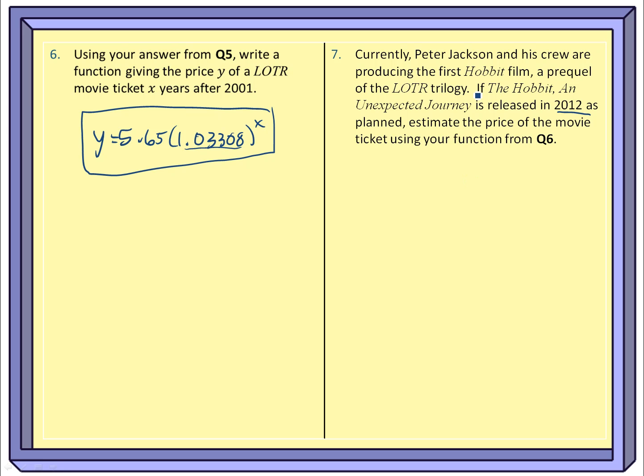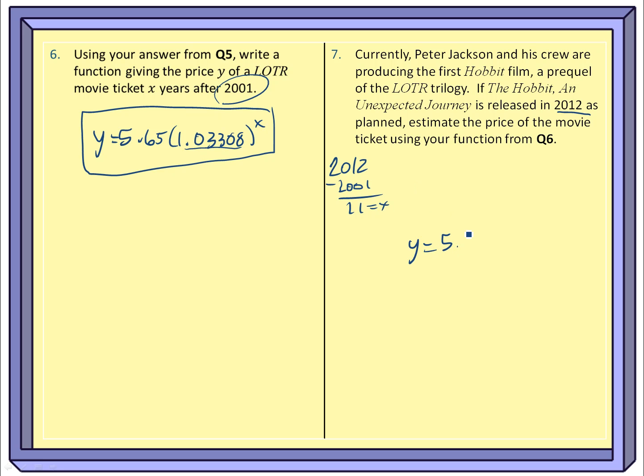So Peter Jackson and his friends are making the first Hobbit film. There's going to be 2 of them. The first one's going to be released at the end of 2012. So using this model here, we're going to predict the price of one of those movie tickets in 2012. So we need our x value, and that's 2012 minus the original 2001, which is of course 11. That's our x value. I'll just plug it into our function there.